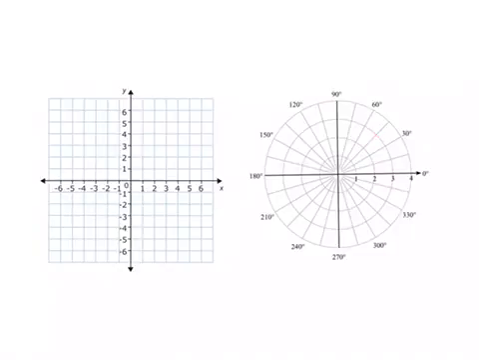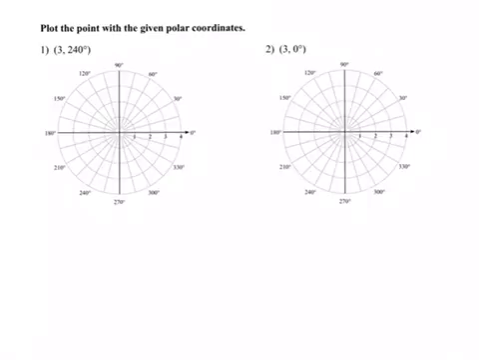Okay, so let's try a couple of those. And these are actually a couple off of your worksheet, if you haven't picked that up yet. It says, plot the points with the given polar coordinates. So this first number is its distance from the center, and the second number is the angle off of the positive x-axis.